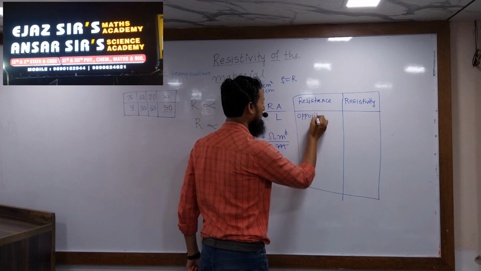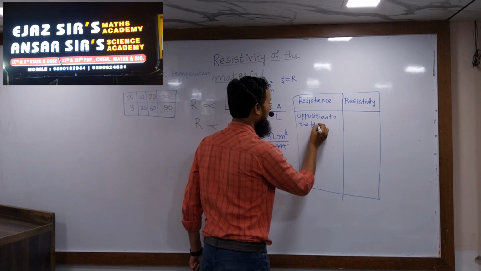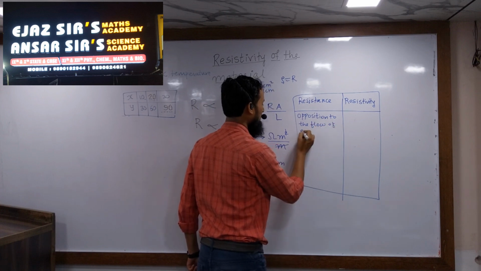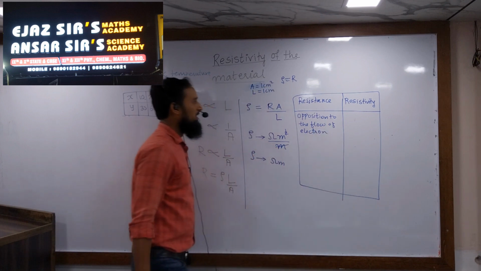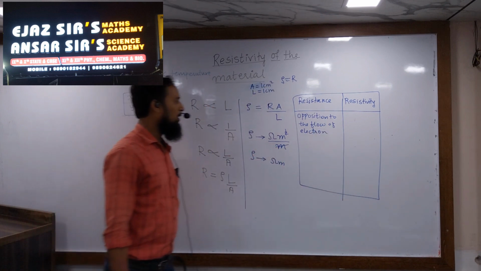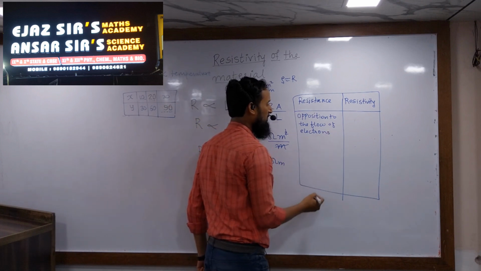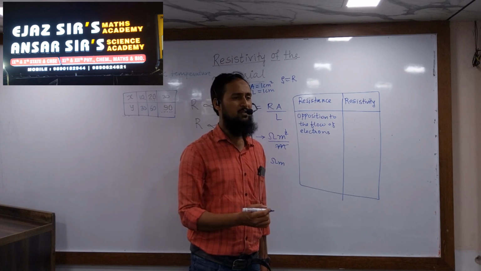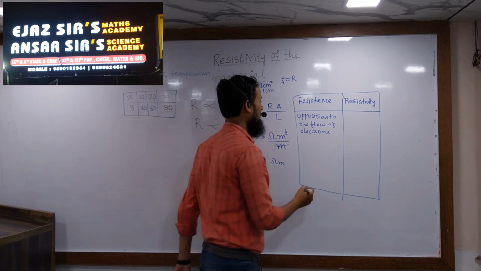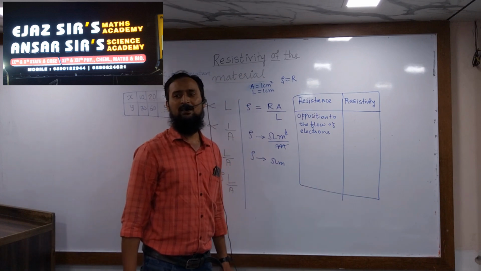Opposition to the flow of electrons in the metallic wire or anywhere else is called electrical resistance. Opposition to the flow of electrons. We studied this once upon a time, remember? Boys and girls, does it ring a bell? Boys, do you remember? Very good. So opposition to the flow of electrons is called electrical resistance.